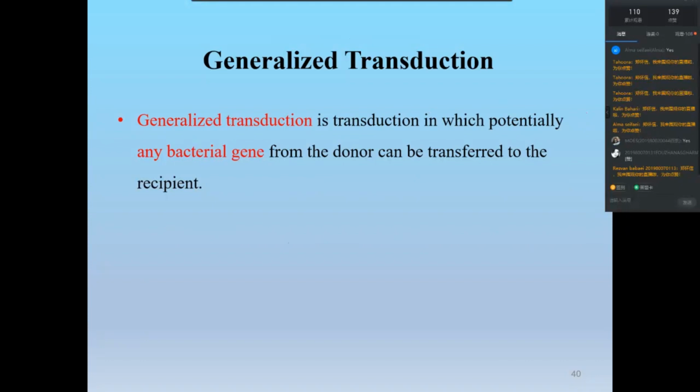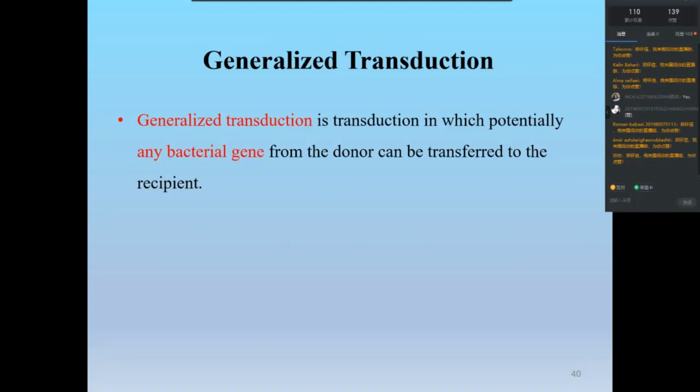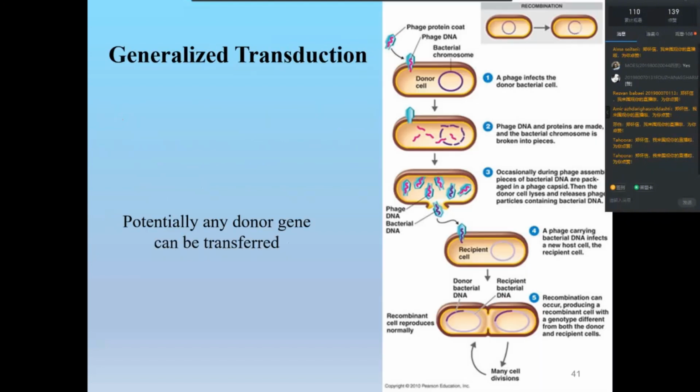So generalized transduction is the transduction in which potentially any bacterial gene from the donor cell can be transferred to a recipient. So this is what happens. You have a donor cell, and a phage comes in. This phage can infect this donor cell. It injects its chromosome into the donor cell.